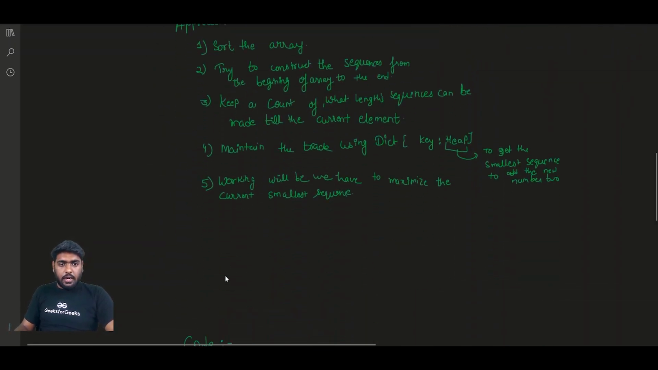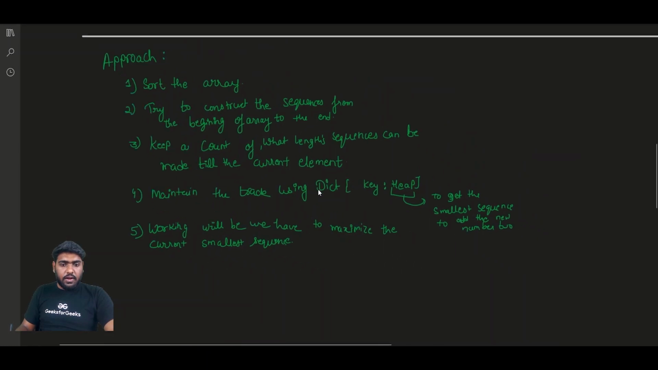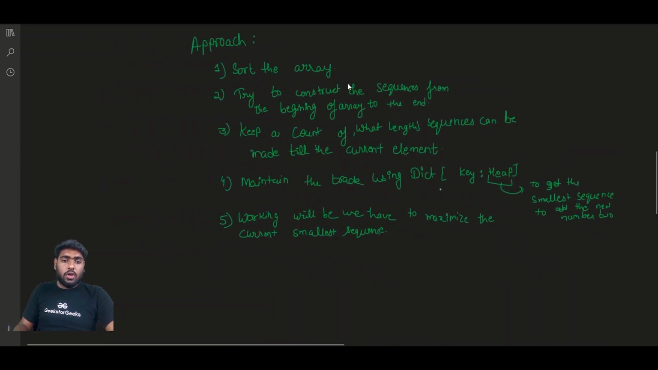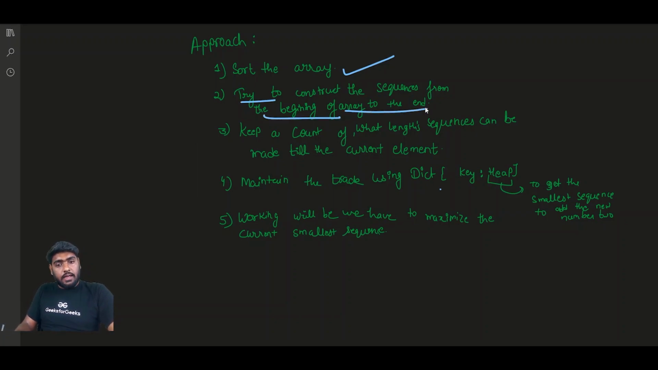Okay, let's take a look at the approach. The very first thing that we have already discussed is sorting the array. Then we'll try to construct the sequences from the beginning of the array to the end. Then we'll be keeping a count of what length sequence can be made till the current element.